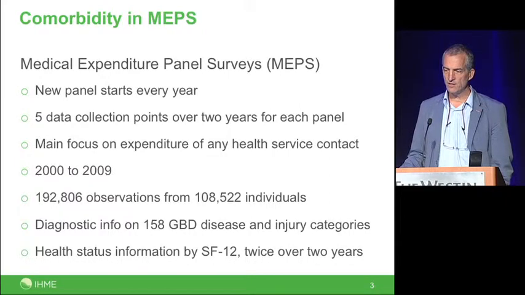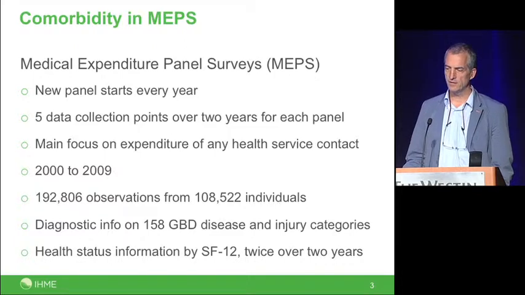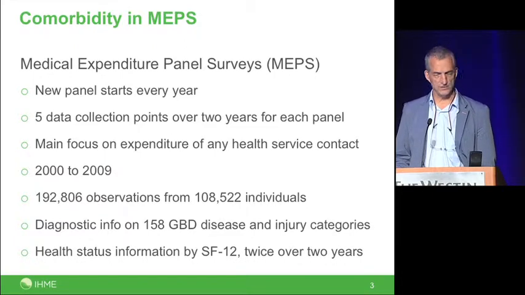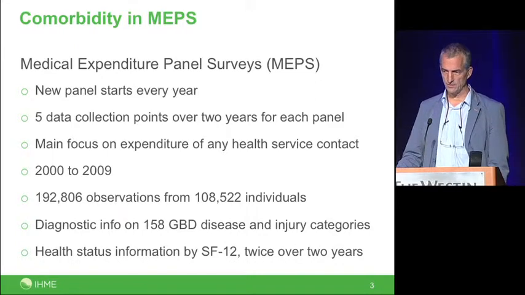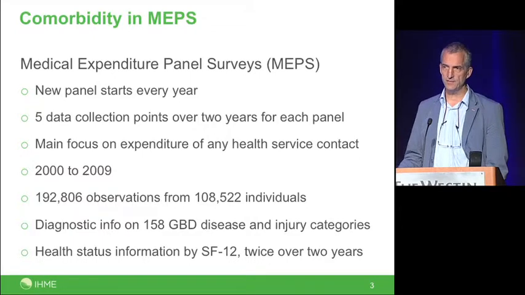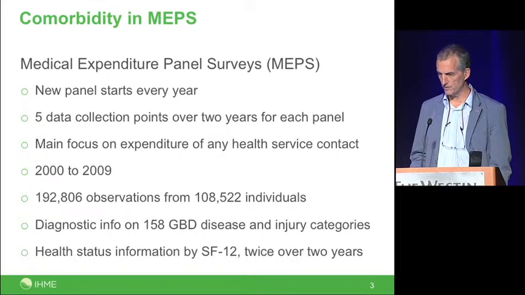We have a time series from 2000 to 2009 that we could analyze with close to 200,000 observations from more than 100,000 individuals, with enough diagnostic information that we could map it to 158 of our GBD disease and injury categories. And the interesting thing was that there was additional information on health status by individuals using the short form 12, SF12, and that was done twice in each panel over the 2-year period that they were being surveyed.